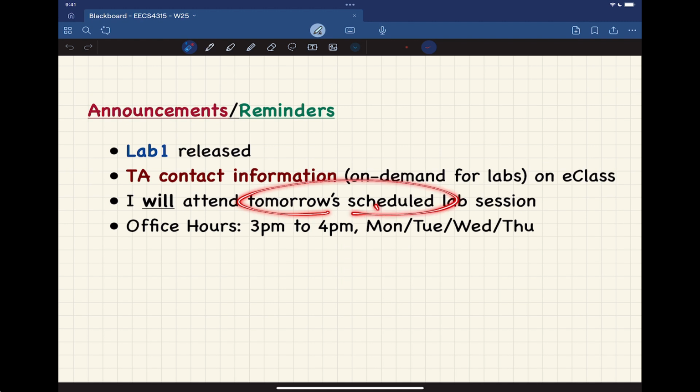Your TA is still being trained about TLA Plus. They haven't really touched this tool before, but they're learning actively now. So they will be joining us in the scheduled lab session, not this coming Thursday, but next Thursday. But tomorrow, I will still be there.